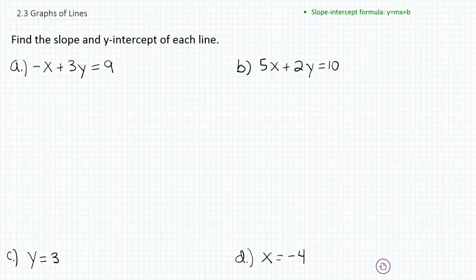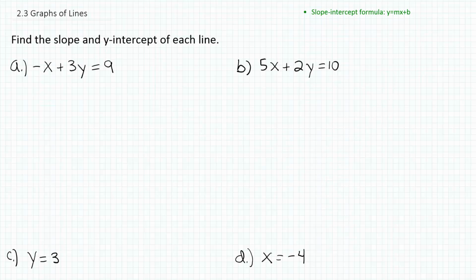Find the slope and y-intercept of each line. So in example A, we have negative x plus 3y is equal to 9. If we were to write this formula into the y equals mx plus b format, we would be able to see visually that the slope is m and that the y-intercept is b. So what we need to do is simply solve for y in the equation. By solving for y, we'll get it in the form y equals mx plus b.